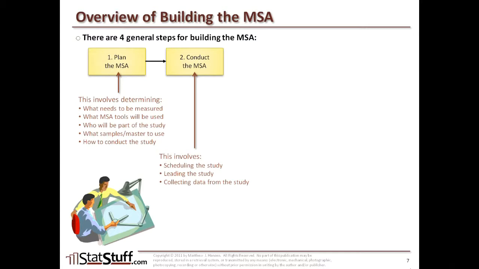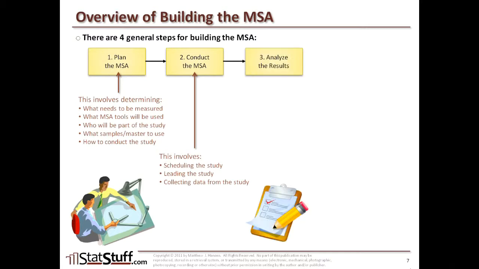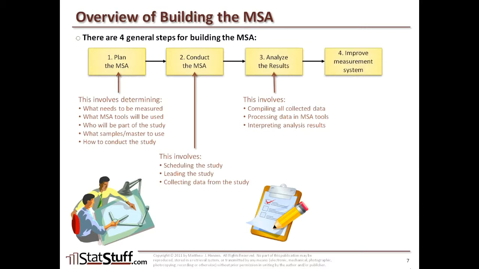Once we've done that, then we can begin the third step of analyzing the results from that study. That's going to involve compiling all the data that was collected during the study, processing the data using the MSA tools that we plan to use ahead of time, and interpreting the results and doing the analysis on that data during the MSA. And then finally, after we've done that, we want to improve the measurement system. That's going to involve determining if we need to make improvements to the measurement system itself. If it does, then we need to find out what are those improvements and changes we need to make to the measurement system. And if we're making changes to the measurement system because we didn't trust reliability before and it failed the MSA, then that means we might have to redo the MSA.